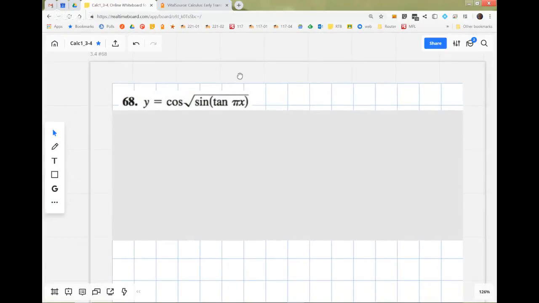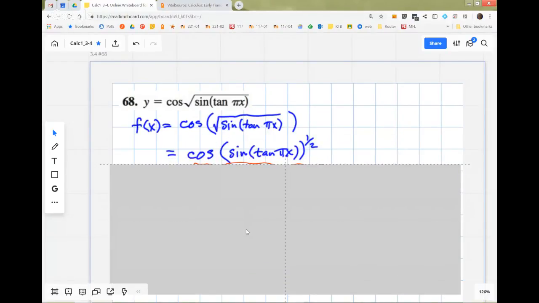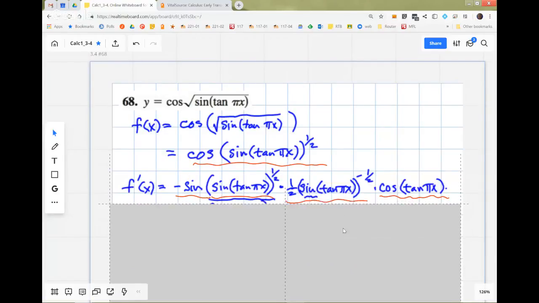68, another trig problem, but this is okay. We've got all kinds of things going on, right? We've got a square root, we've got some trig, we've got a pi x in there. The first thing is, I didn't do anything there. Does this make sense, that you could rewrite it this way? That square root can be written as that thing to the 1/2 power. So just a clarification. Now, the derivative.